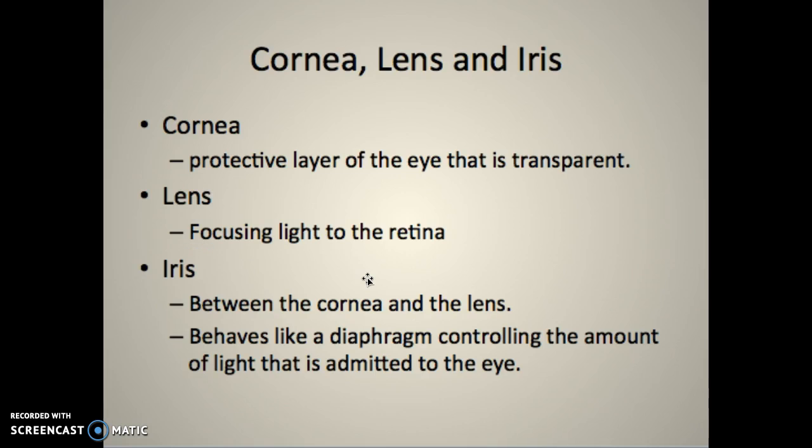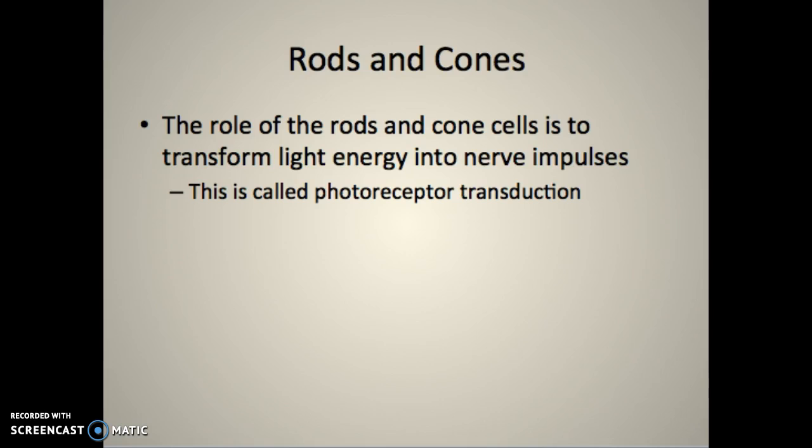So the cornea, like I said, is your protective layer of the eye, and it is translucent. So you have the lens, which is the focusing part of the eye. It focuses the light to the retina, and the iris is between the cornea and the lens, and it behaves like a diaphragm, controlling the amount of light that is allowed into the eye. If it's really bright, it's going to cone down real tight, or if it's really dark, it's going to open all the way up.